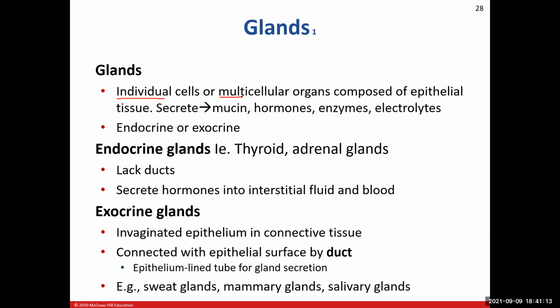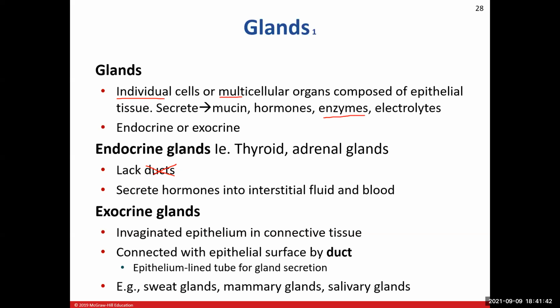We're also going to have glands that create enzymes. That's great, when we get to the digestive system, we have to break things down. There are two types of glands, endocrine and exocrine. Endocrine you'll talk more about in chapter 17, but those do not have ducts. So they're going to make their chemicals, their hormones, and dump them into the blood or into the interstitial fluid.